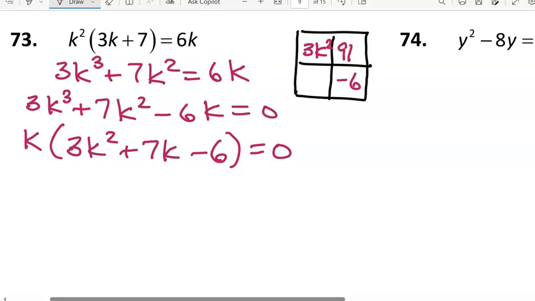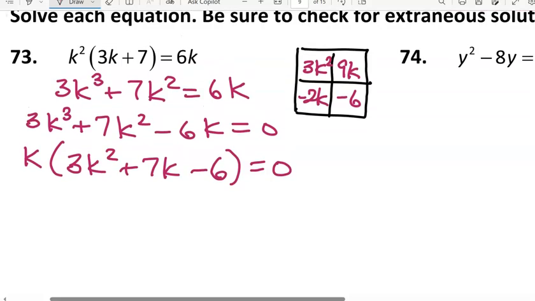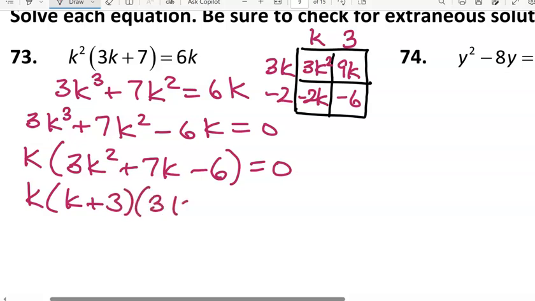So those would be 9 and negative 2. So I'm splitting the middle term into 9k and negative 2k. Now let's grab the greatest common factor from each column and each row. From the top column, the greatest common factor is k, and from the right column, the factor is 3. And the top row, 3k, and bottom row, minus 2. So that means that our two factors are k plus 3 and 3k minus 2.